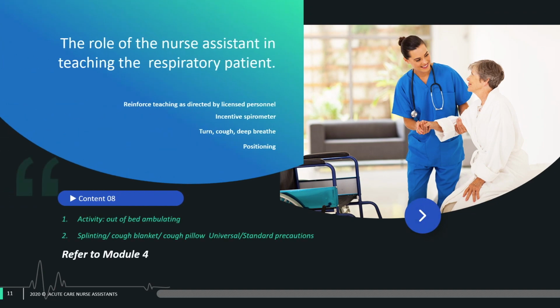Content 8. The role of the nurse assistant in teaching the respiratory patient. Reinforced teaching is directed by licensed personnel. Incentive spirometer, turn, cough, deep breathe, and positioning. Activity: out of bed, ambulating. Splinting, cough blanket, cough pillow, universal, standard precautions. Refer to Module 4.